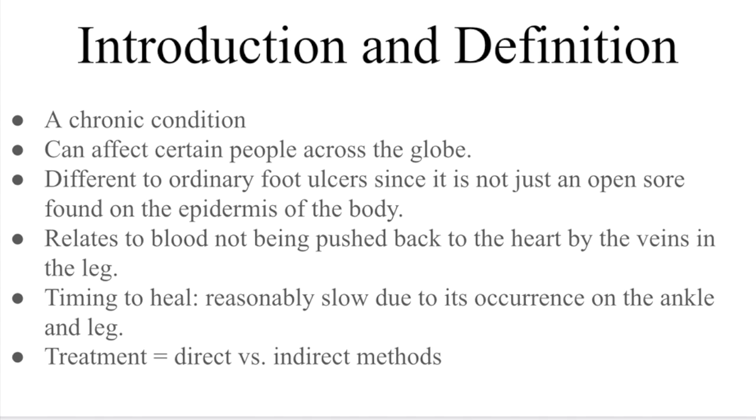However, venous ulceration is somewhat different to ordinary foot ulcers because this condition presents as open sores and relates to the blood not being pushed back to the heart by the veins in the leg as they normally would, leading to pooling of blood in the lower limb. The timing to heal this type of condition is slow, since it occurs above the ankle and the leg. Venous ulcers are diagnosed by the presence of granulation tissue as well as fibrin and oedema on the base of the ulcer. There are ways to treat venous ulcerations, with direct methods focusing on treating the ulcer, and indirect methods targeting the underlying condition.